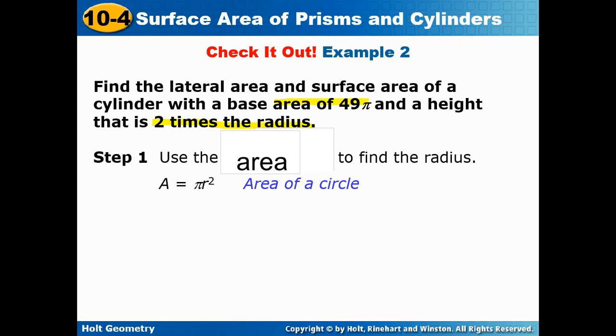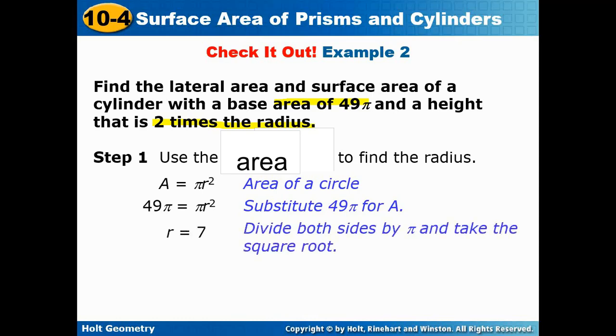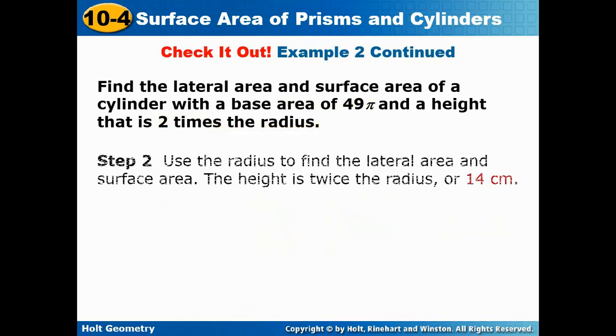Here, the area of the circle is equal to pi r squared. Then 49 pi equals pi r squared. Substitute, and divide by pi on both sides. Take the square root of both sides, then you will get r equal to 7. Since the height is twice the radius, the height here is 14 centimeters.